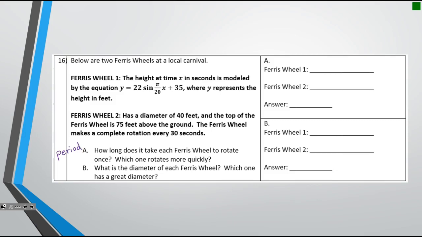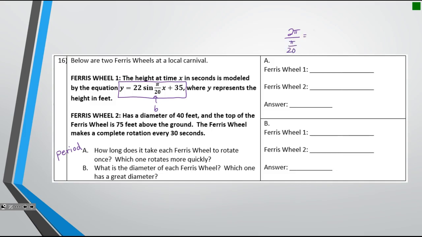So now I'm going to go back and look at Ferris wheel 1, and focus in on this equation right here. I can figure out the period based on this equation because I'm given this B value. So for Ferris wheel 1, the period would be 2 pi over B, which in this equation is pi over 20.